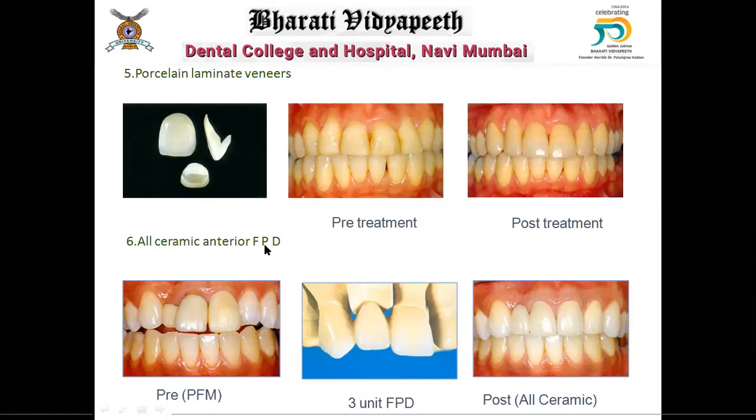Then all ceramic fixed partial dentures. Nowadays, with the introduction of zirconium dioxide, you can go for fixed partial dentures in the anterior as well as the posterior region. But earlier, with lithium disilicate restorations, that is the EMAX and Empress, or the glass ceramics, it was difficult to consider fixed partial dentures for the posterior teeth. So you can see this three unit bridge has been fabricated for the anterior teeth.